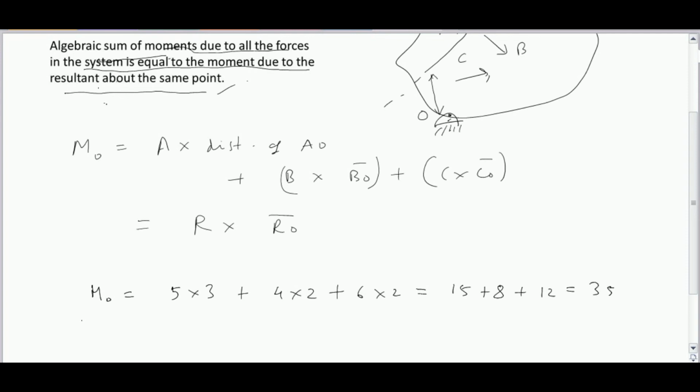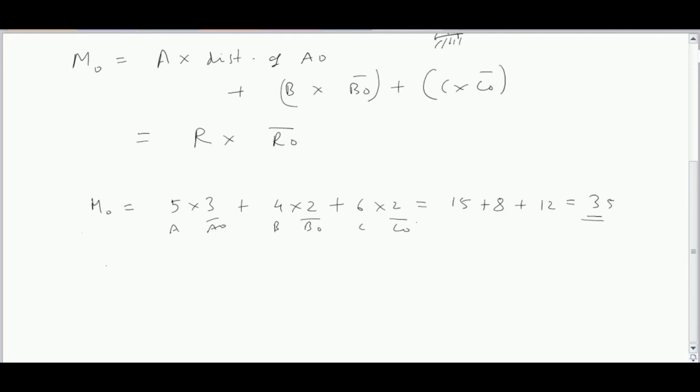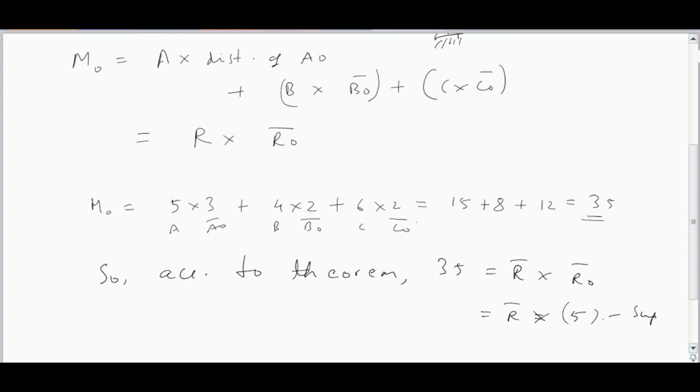So simply I am showing it with an example. If A is 5 and AO is 3, B is 4 and BO is 2, C is 6 and CO is 2, the moment will be 15 plus 8 plus 12, that is 35. So according to Varignon's theorem, 35 is equal to the resultant force into the distance between the resultant force and the point O. If the distance is known as 5, then the resultant will be 7 newtons. The problems will be similar to this example.